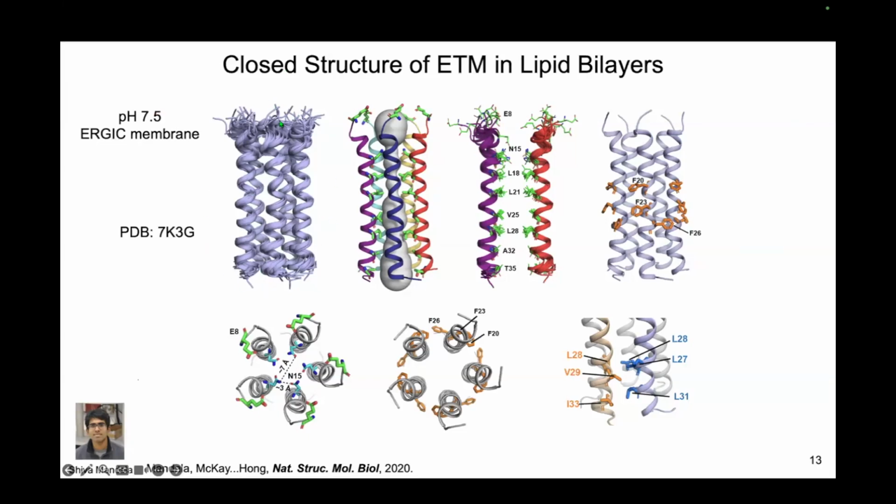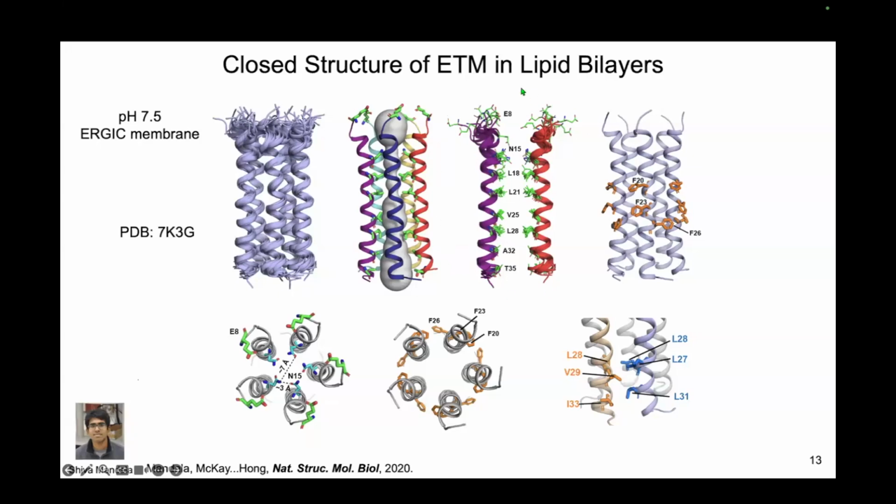And this structure was solved at low pH in an ERGIC-mimetic membrane. If you look at this tight, relatively vertical, not very tilted helical bundle, you will conclude that this probably corresponds to a closed state of the channel. The pore diameter ranges from about 10 to 12 angstrom, so we don't think that this state can conduct ions.